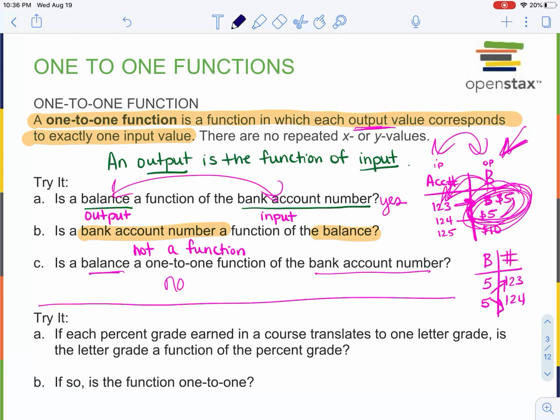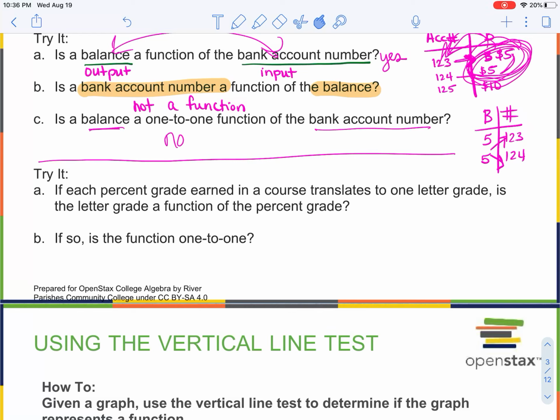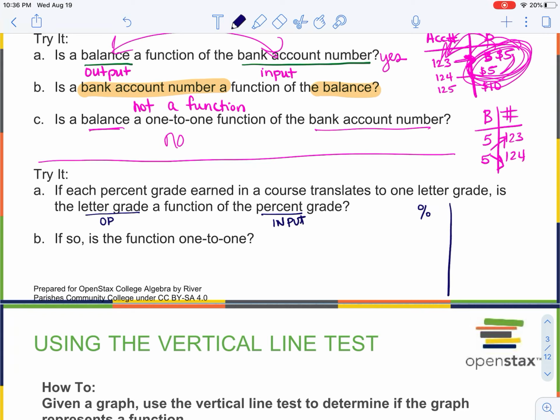Okay, so you've unpaused, and the letter A says, if each percent grade earned in a course translates to one letter grade, is the letter grade a function of the percent? So here is our output, here is our input. We have the percent is the input and the letter grade is the output.